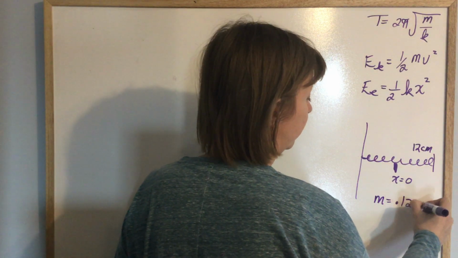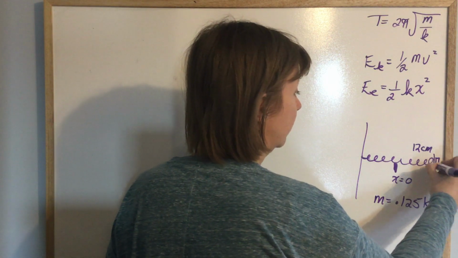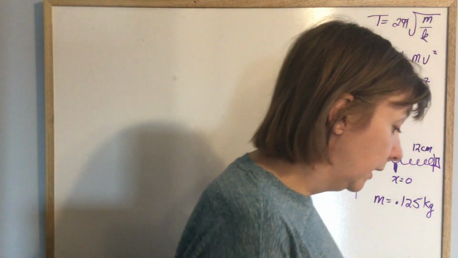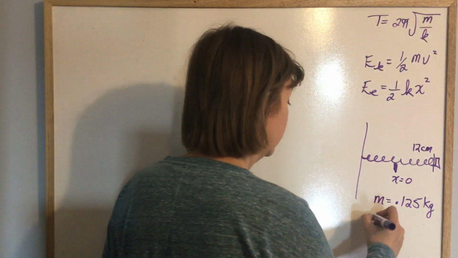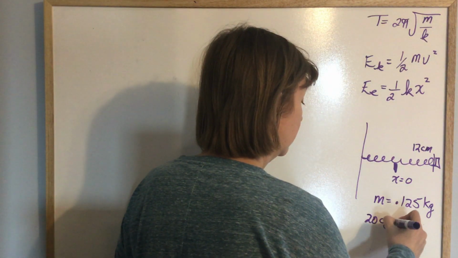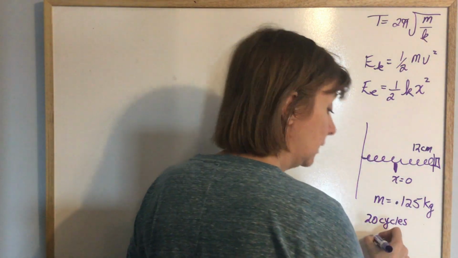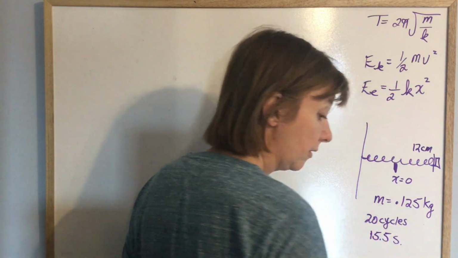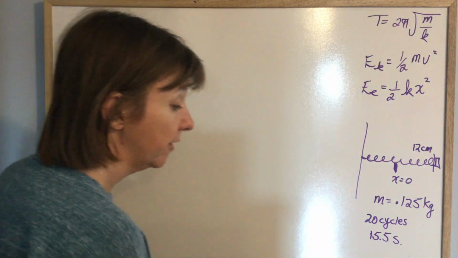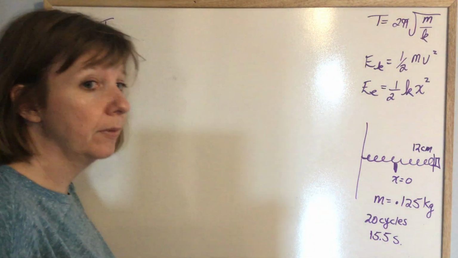There's a 125-gram mass on the end of the spring. Well, I'm going to change that into kilograms. 0.125 kilograms, that is the mass at the end of the spring. It completes 20 cycles, meaning it goes back and forth 20 times, in 15.5 seconds. So part A wants us to find the period, so T.